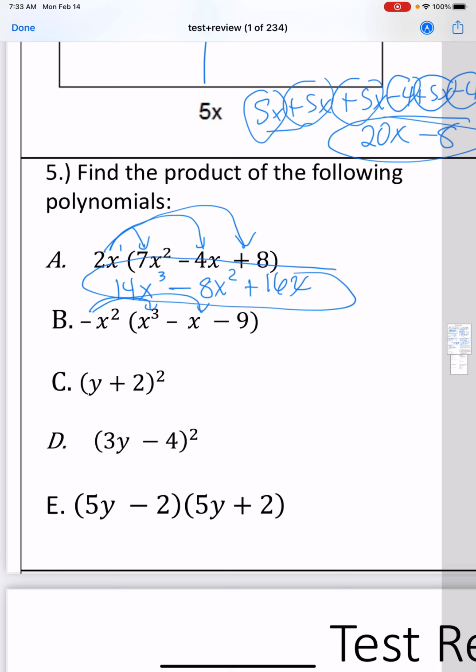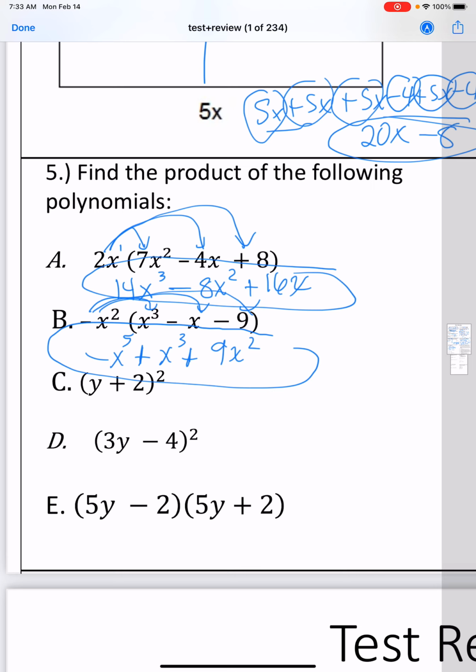This one is a negative x squared, so I just kind of change the sign of everything and then add that exponent. X to the fifth, x to the third, and then minus 9x squared. Except I forgot to distribute the negative, because that would make this a plus and this a plus.